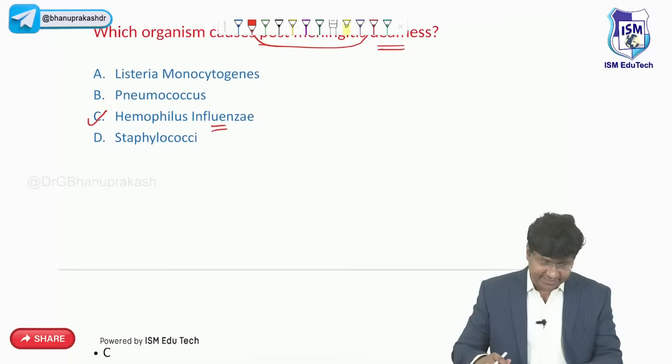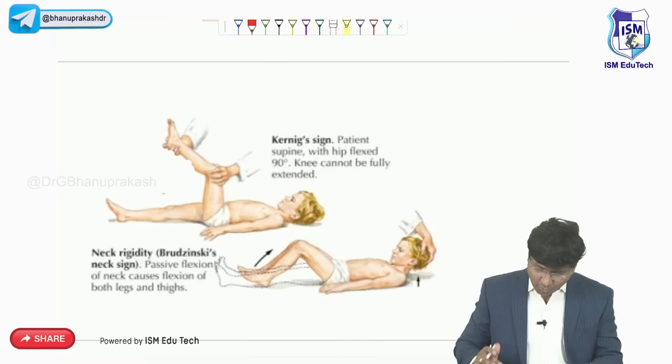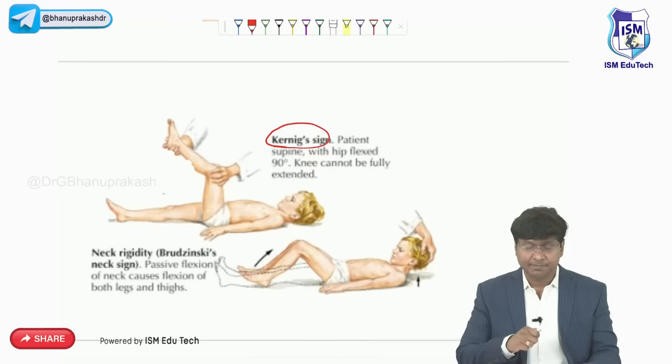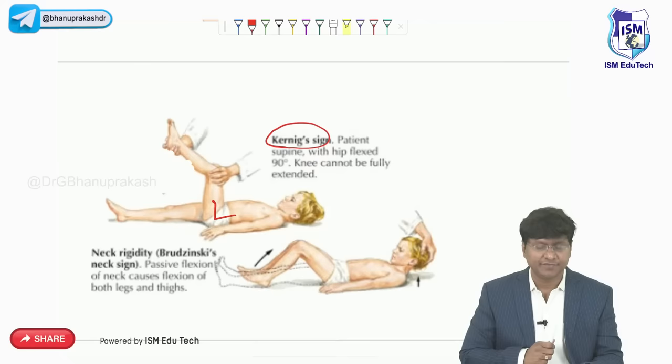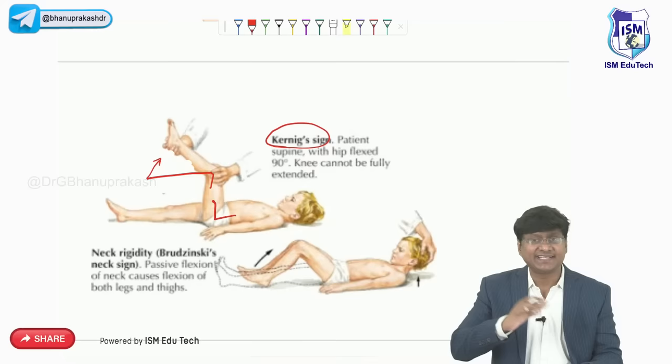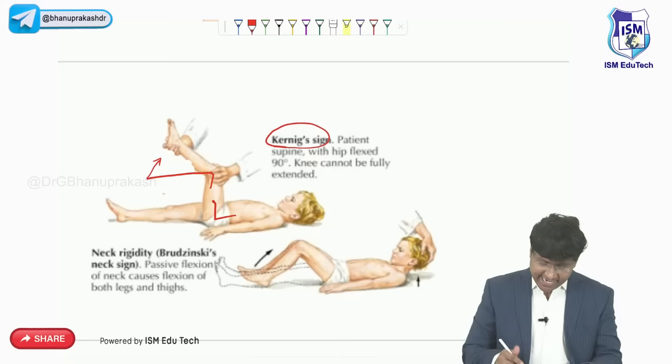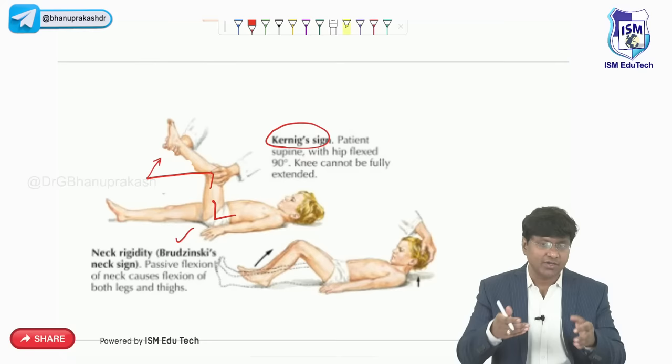And you have to know the two important signs. One is Kernig's sign. You make the individual lie in a supine position, and from passive flexion of the hip and passive flexion of the knee, you need to extend the knee. The knee cannot be fully extended. That is called Kernig's sign. And the next one is Brudzinski's neck sign. You try to flex the neck, and automatically there will be flexion of the knee. That is called Brudzinski's neck sign.